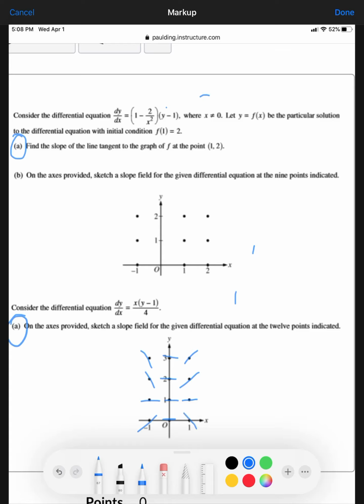And there's the answer to that slope field. So a lot of 0 slopes. And we have our negative slopes, positive slope, negative slope, and the rest should work out to be 0.